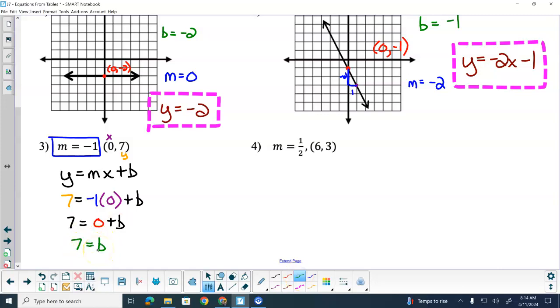So now we have an m down, right? We have a b, right, Tom? Okay, so give me y equals mx plus b.